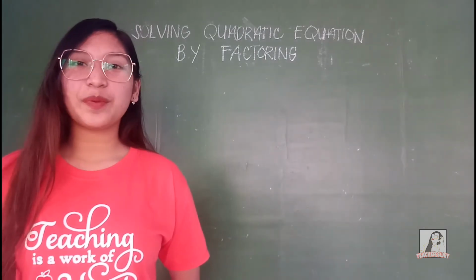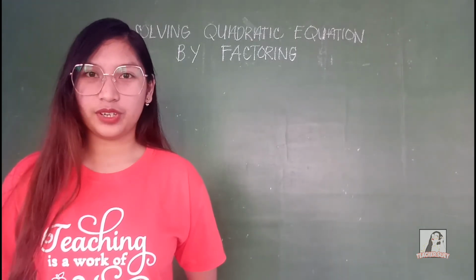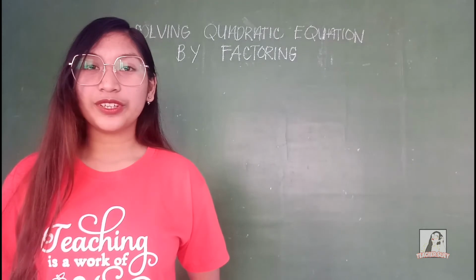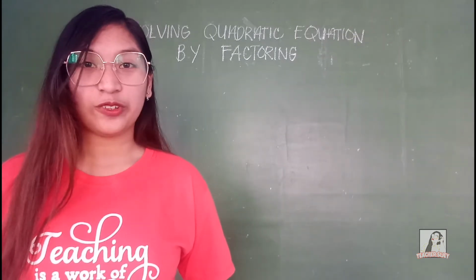When using the zero product property, make sure that the other side of the equation is equal to 0. Then, factor the quadratic expression on the other side and equate each factor to 0.